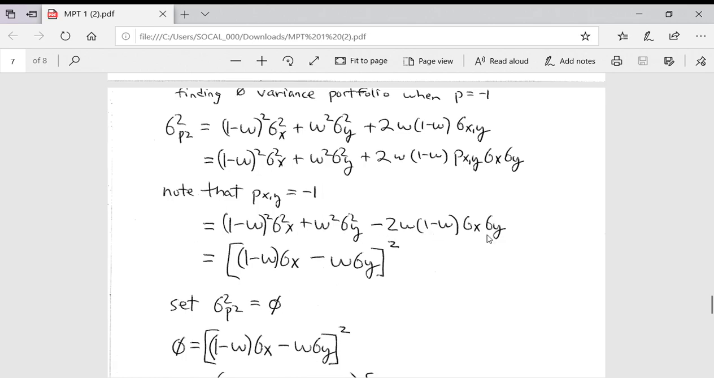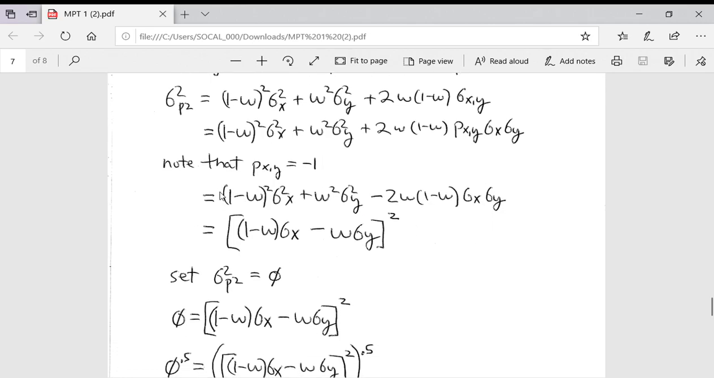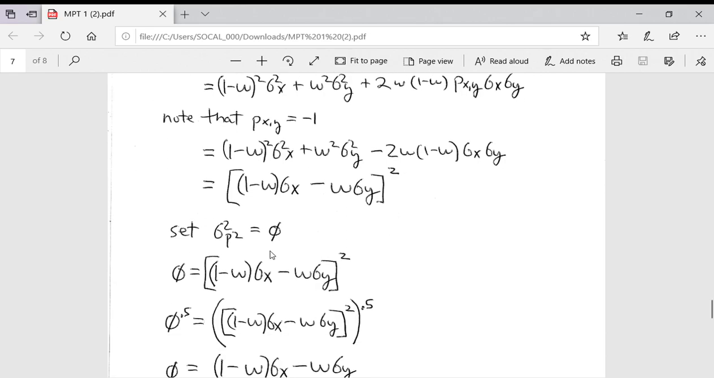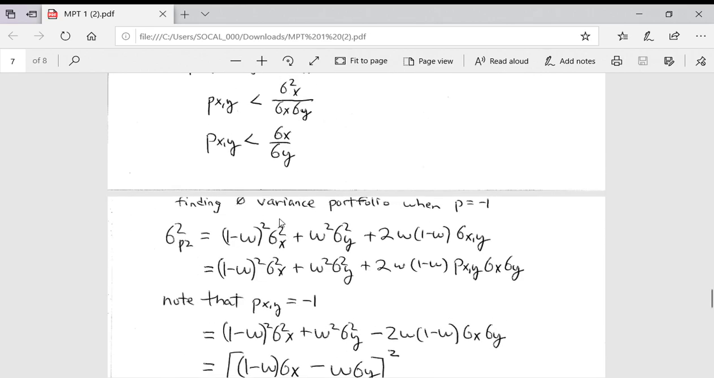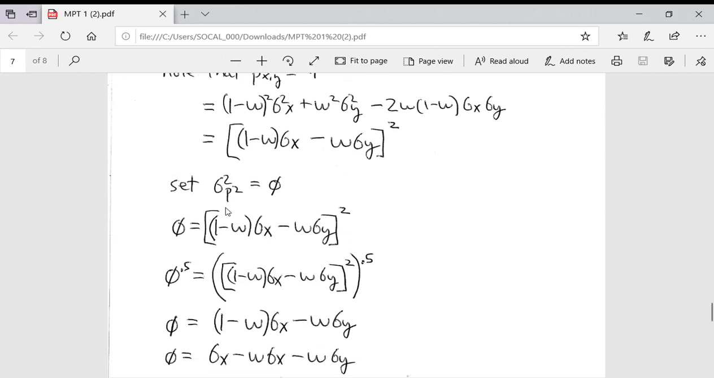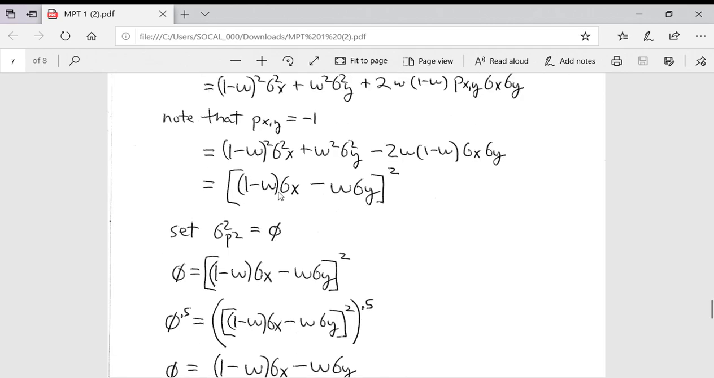And then we observe that this sequence of terms can be factored into this: (1 minus w) times the standard deviation of x minus w times the standard deviation of y, squared. And then we're trying to find the zero variance portfolio, so we set the variance of the portfolio's return equal to 0. And so we want this to be equal to 0.